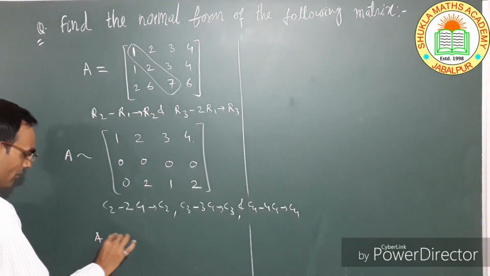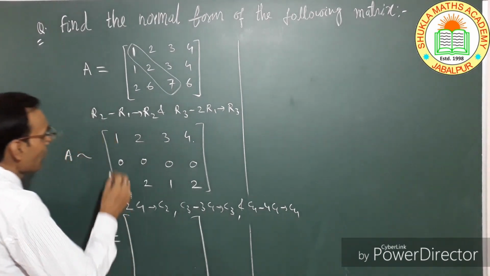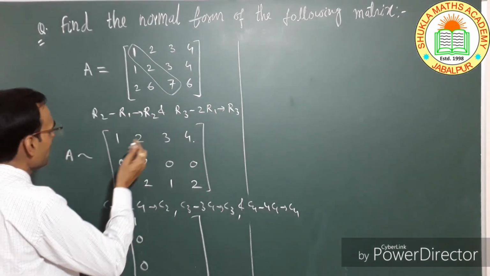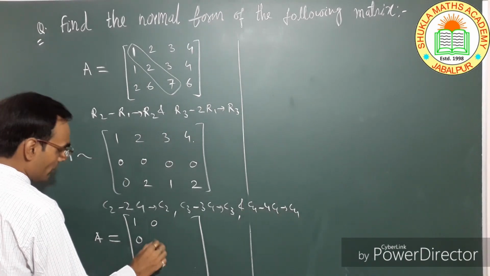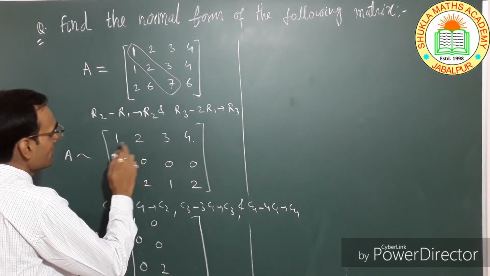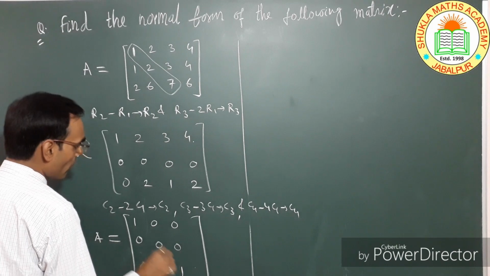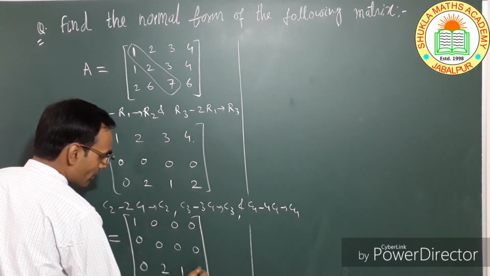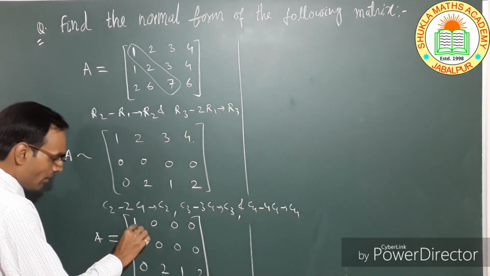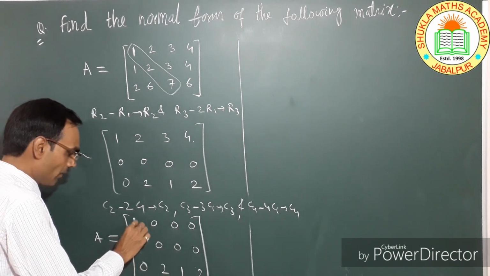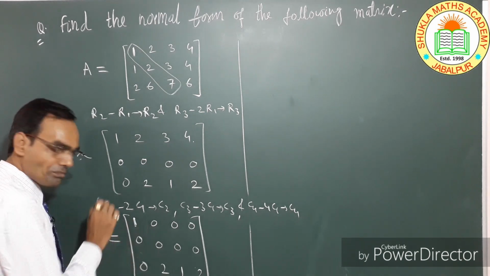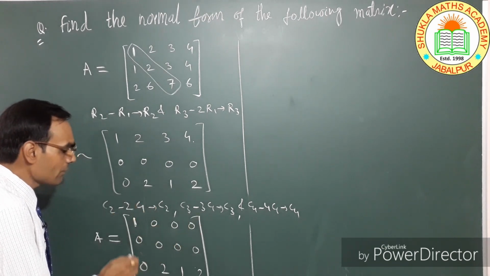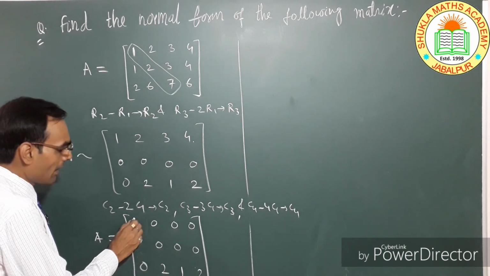So our matrix A becomes: first column as it is, 1 0 0, and here 2 minus 2 is 0, and here 0 and 2 as it is, and 3 minus 3 is 0 and 0, and 4 minus 4 is 0, 0 minus 0, and 2 minus 0, that is 2. Now see that the first element of this matrix is 1, and all the elements to the right in the columns are 0, and below it all the elements in the rows are also 0.